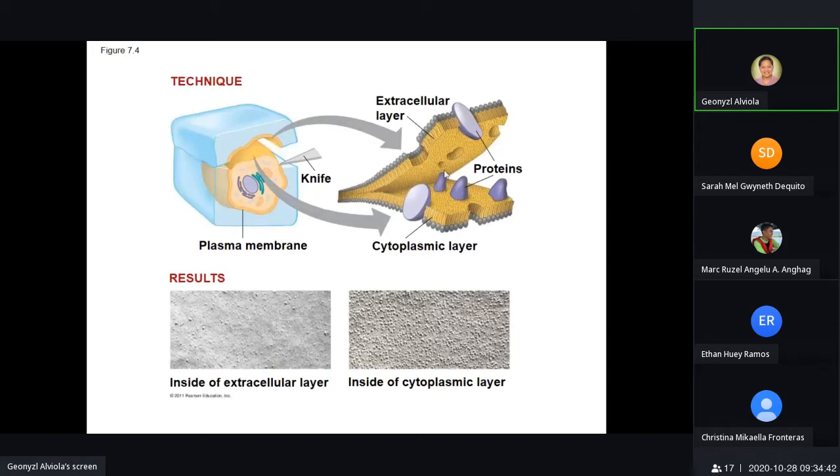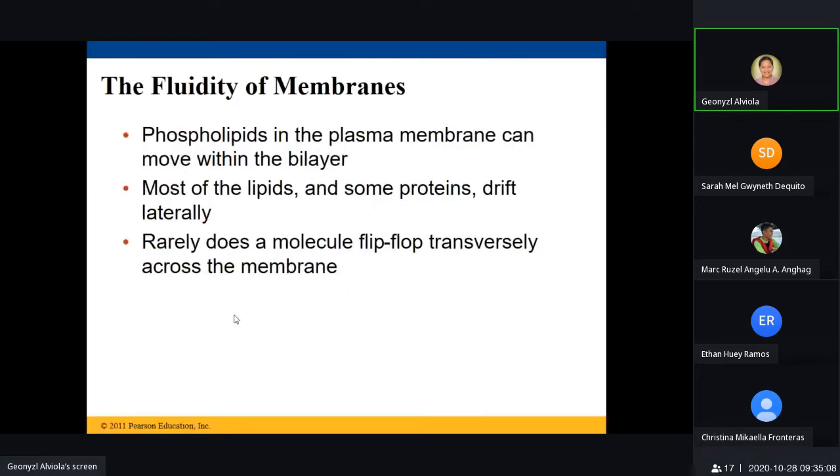And they saw yung mga proteins embedded in between the phospholipid layer. So the result, this is the inside of the extracellular layer, and this is the inside of the cytoplasmic layer. So the inside of extracellular and yung intracellular. So the fluidity of membranes. Phospholipids in the plasma membrane can move within the bilayer. Actually, kung ano sila, kung made up of organic compounds, para lang nagkatabi lang ito.